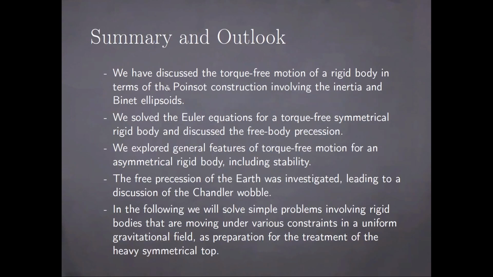In summary, we have discussed the torque-free motion of a rigid body in terms of the Poinsot construction involving the inertia and Binet ellipsoids. We solved the Euler equations for a torque-free symmetrical rigid body, and we have discussed the free body precession. We explored general features of torque-free motion for an asymmetrical rigid body, including the question of stability for its motion. The free precession of the Earth was investigated, leading to a discussion of the Chandler wobble.